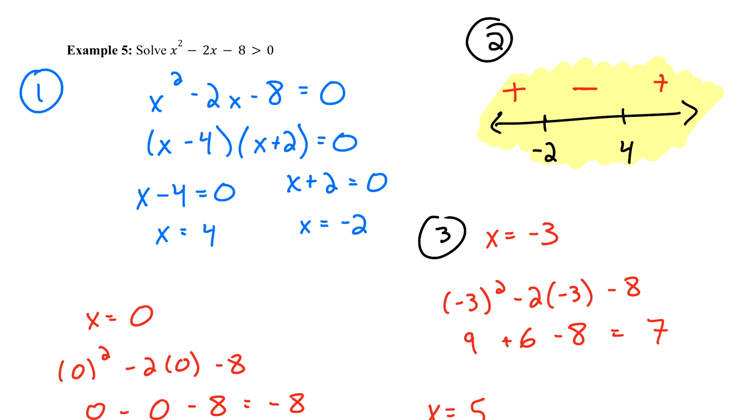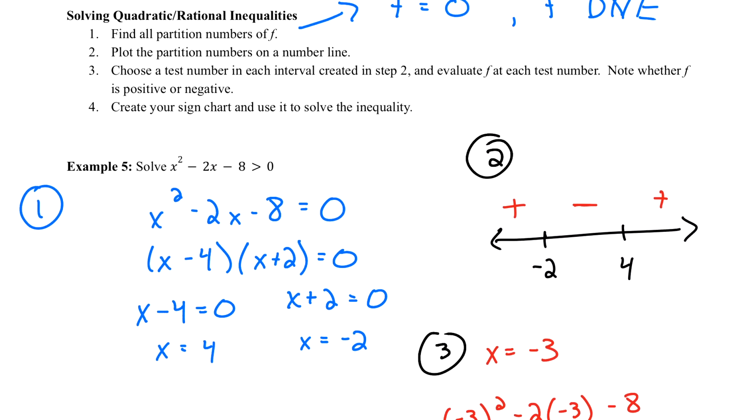This is what I wanted to do in these first 3 steps here. This is actually going to tell me everything I need to know for the problem. All the heavy lifting of this problem is done. The hard parts, the calculations, this part is done. We can actually just read this number line here, and that's going to tell us our solution. So getting back to our directions here, step 4 says create your sign chart, which we already have in this case, and then use it to solve the inequality.